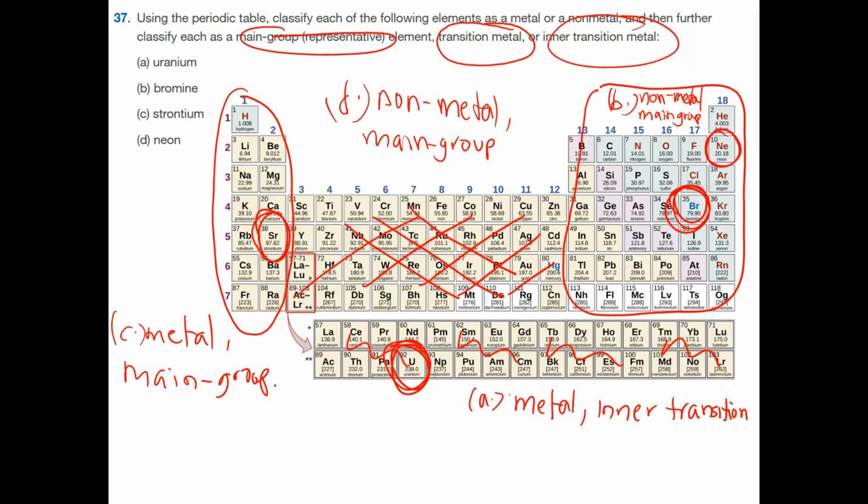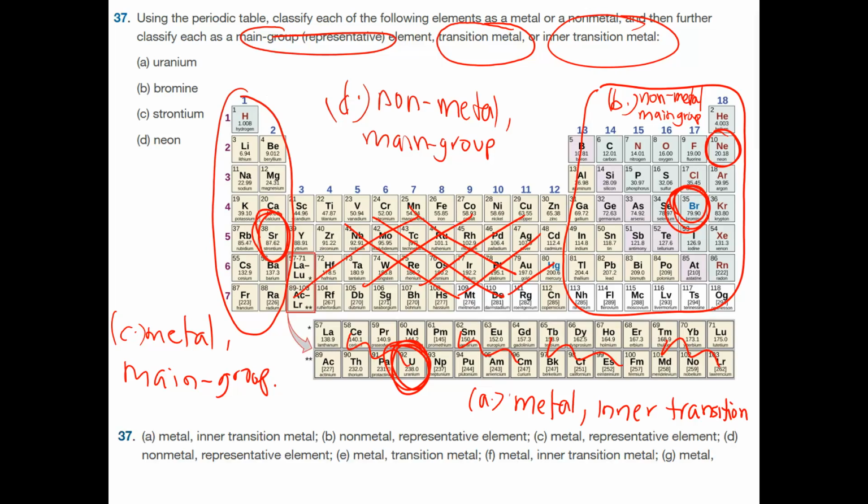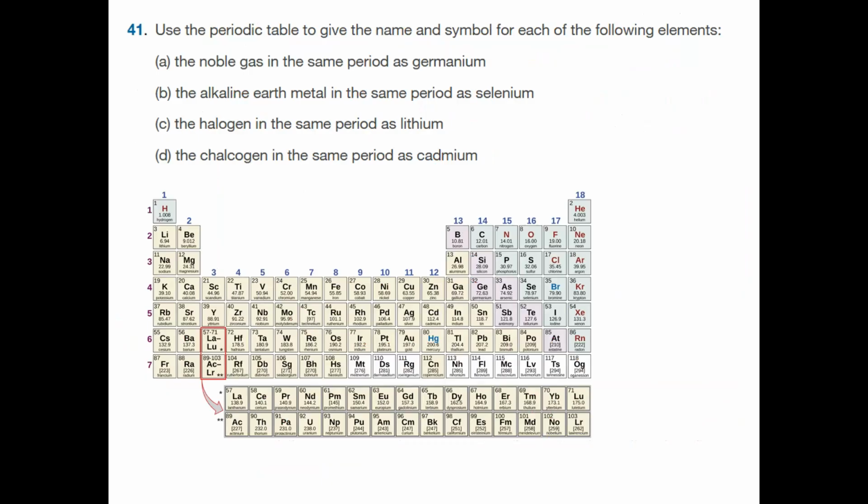Okay, so we got all four of them, and it looks like OpenStax agrees with me. Okay, let's have a look at this one. It says use the periodic table to give the name and symbol of each of the following elements. Okay, we should find them, and then we'll write the name and symbol, which is really just a matter of copying it over from the periodic table.